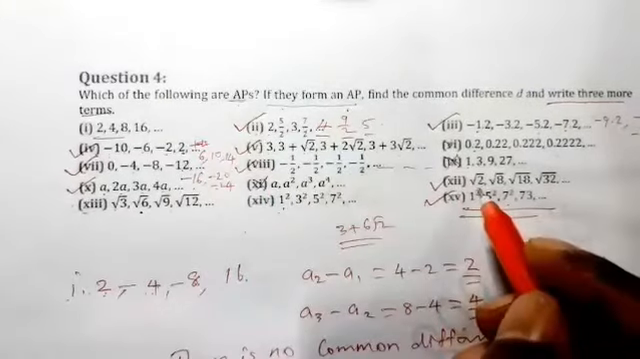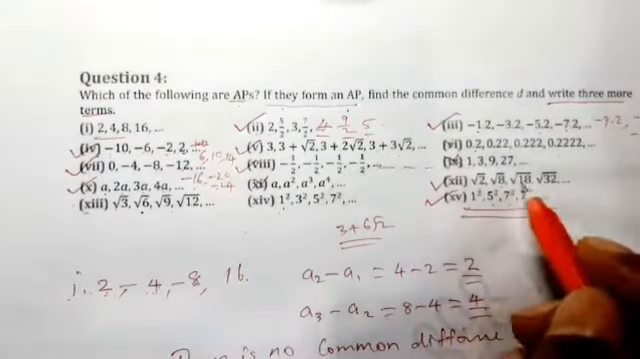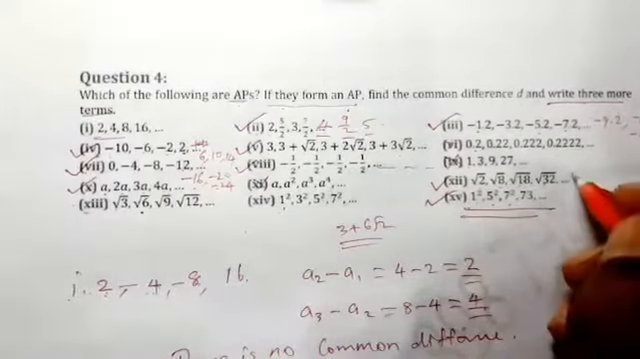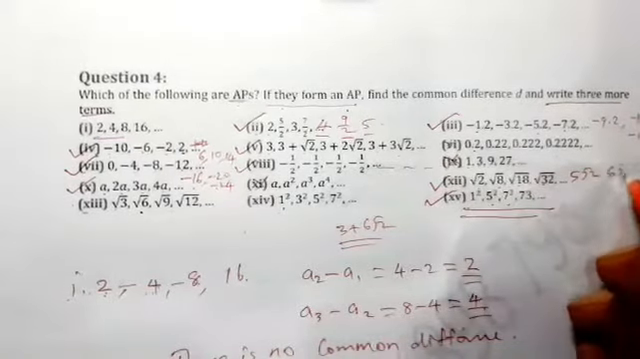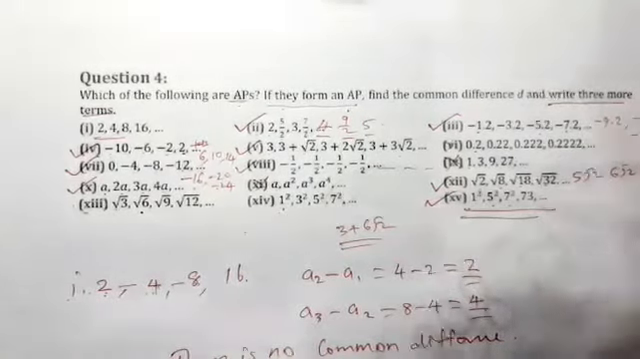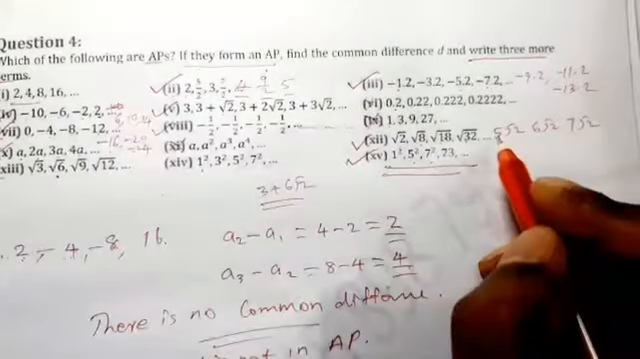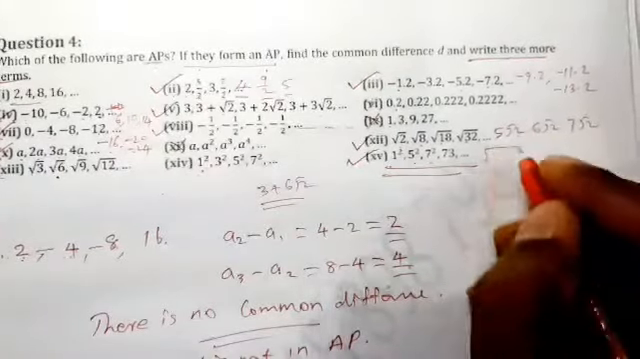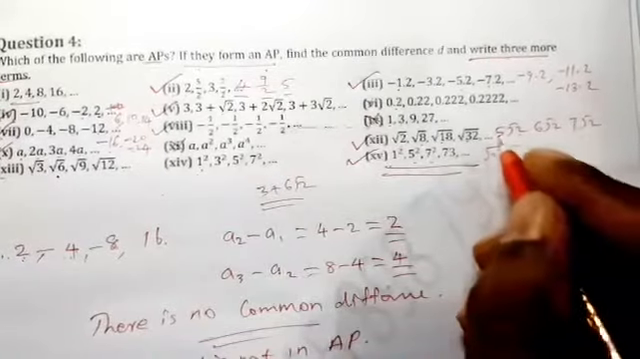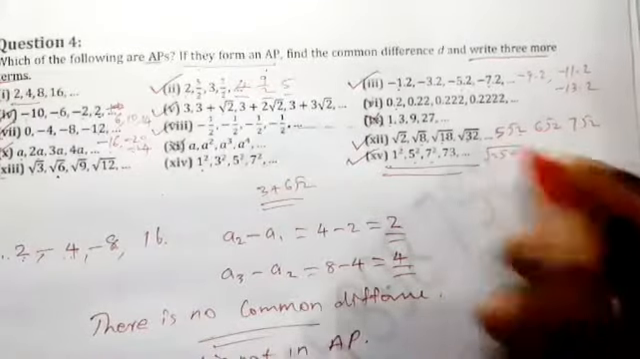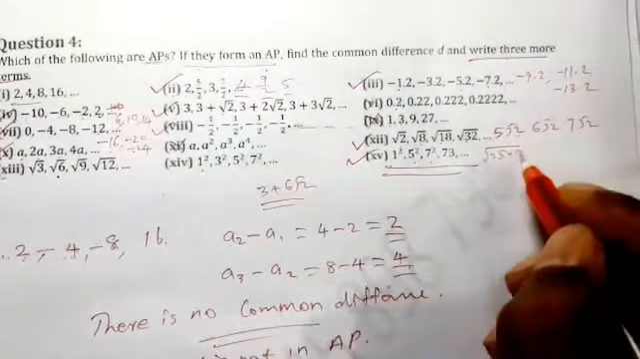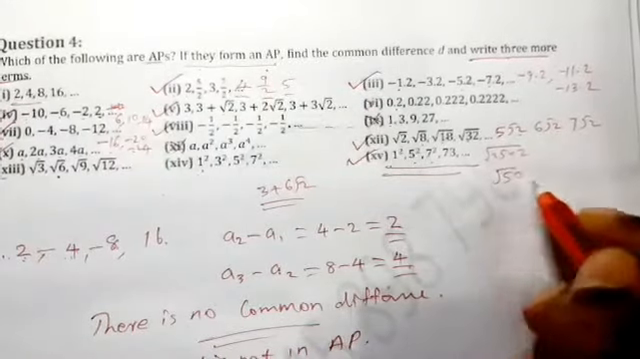It is in AP, root 2. Actually we said this is 2 root 2, this is 3 root 2, this is 4 root 2. So next will be 5 root 2, 6 root 2 and 7 root 2. But it is not in this form, so we just put the number inside the root. How to put it inside? 5 goes in as 25. Root 25 is 5. So 25 into 2 is equal to 50. So root 50 will be here.